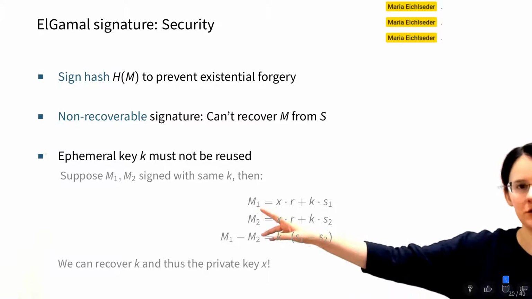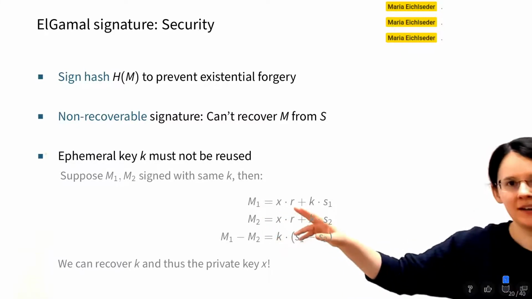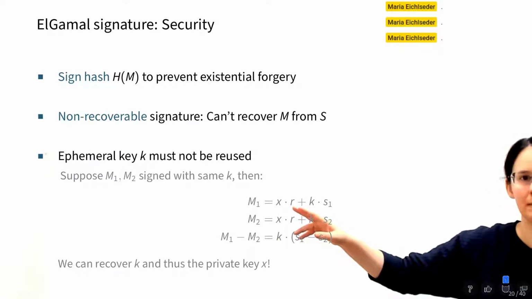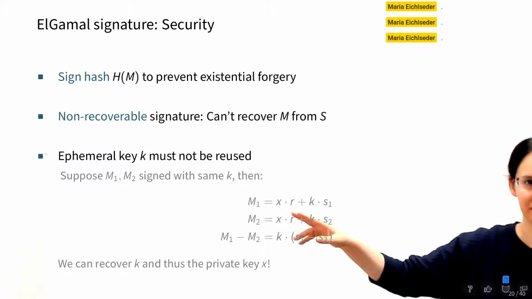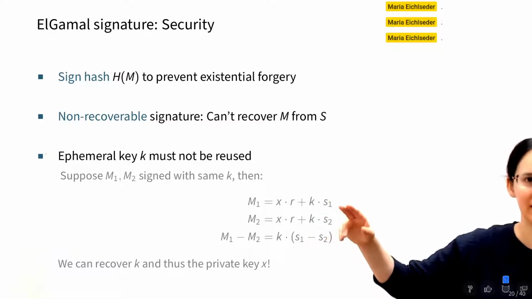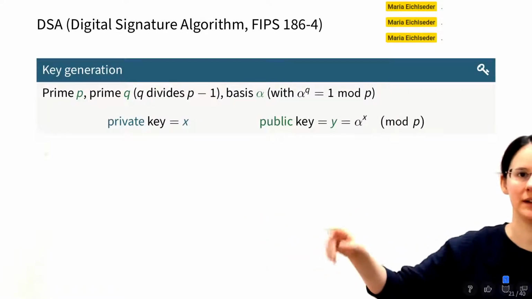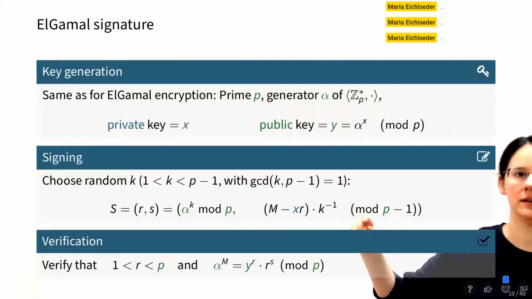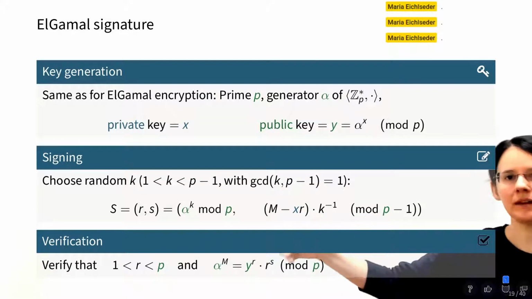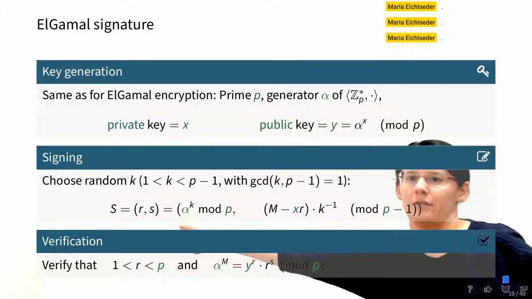The first message equals the secret long-term key times the temporary public key plus the temporary secret key times something that depends on message 1, namely this value here. So this second half here, this S.